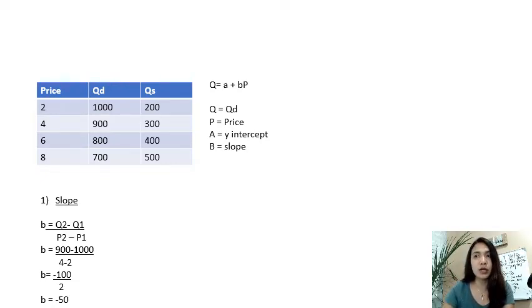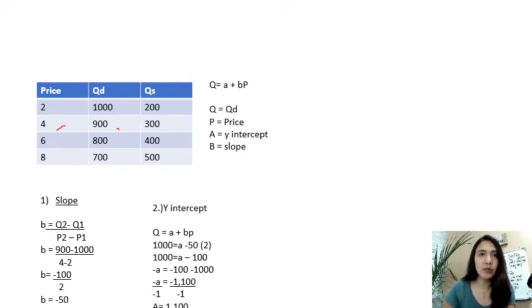So I use 900 and then I deduct 1,000, over, if this is my new quantity, this should be my new price, 4 minus 2. So negative 100 over 2, you have negative 50. The slope of your demand function is always negative because of the inverse relationship between price and quantity demanded.